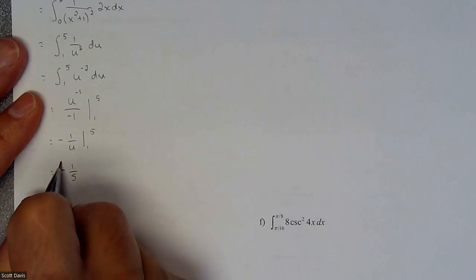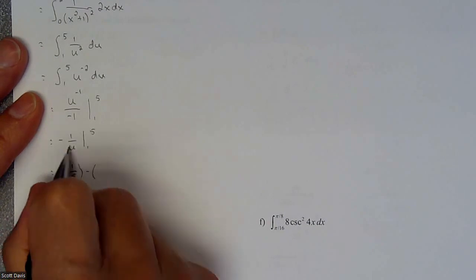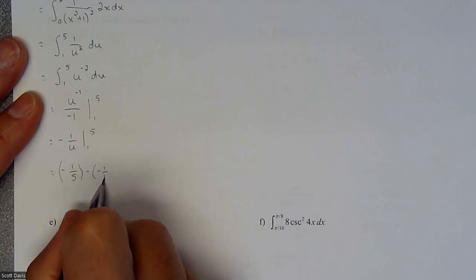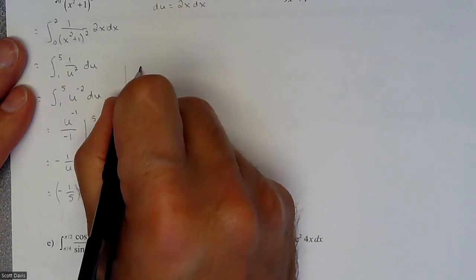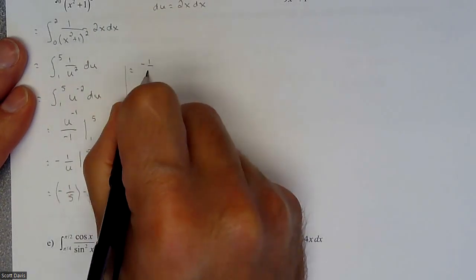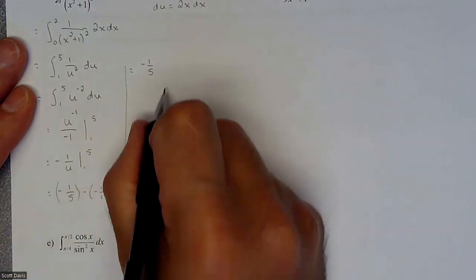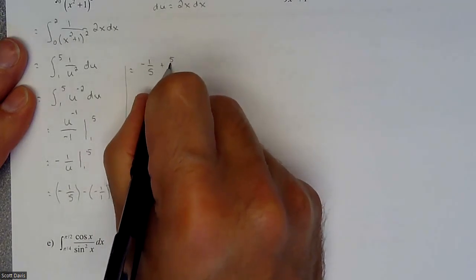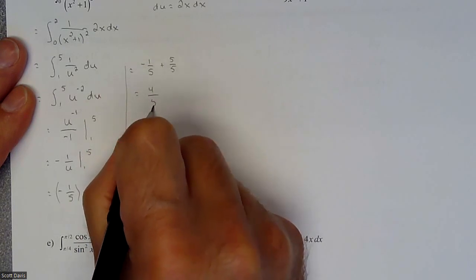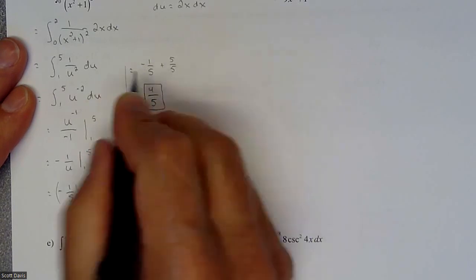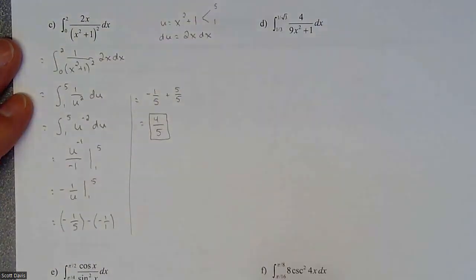So we'll plug in the 5. We get a negative 1 over 5 minus a negative 1 over 1. So that's going to be a negative 1/5 plus 5/5, which is just going to become a 4/5. So that's the area under that original problem's curve. All right, next one.